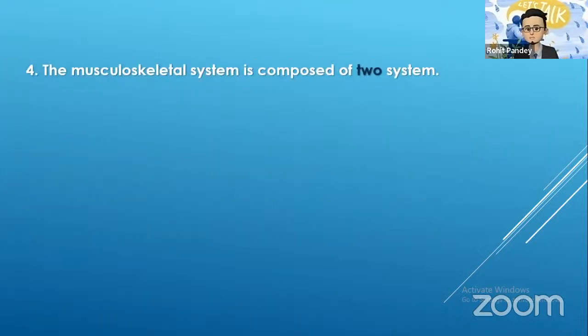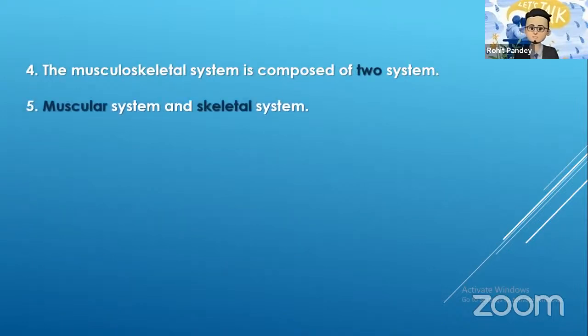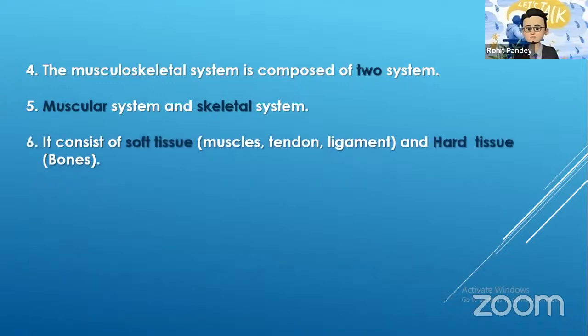The musculoskeletal system is composed of two systems, the muscular system and the skeletal system, so it is called musculoskeletal. It consists of soft tissues and hard tissues. Soft tissues are like muscles, tendons, and ligaments, and hard tissues are like bones. Okay, it is an important point.